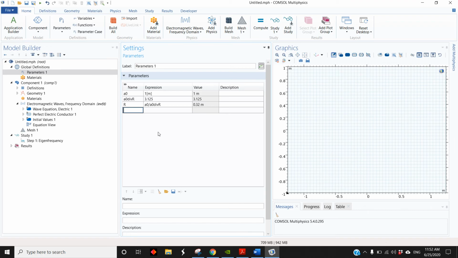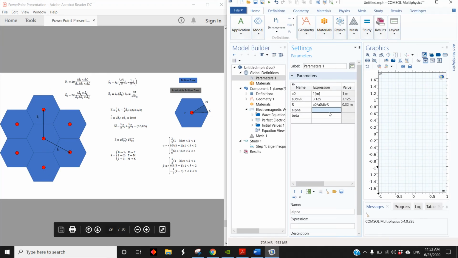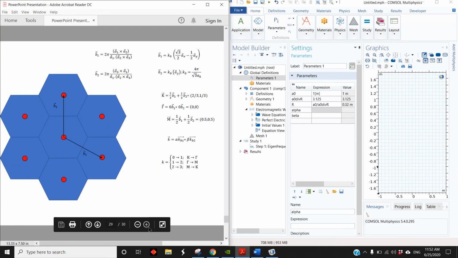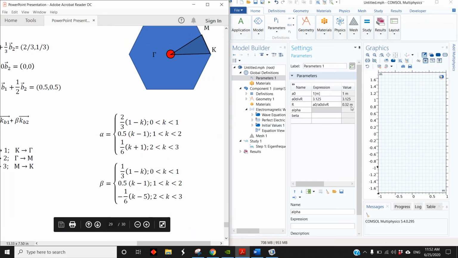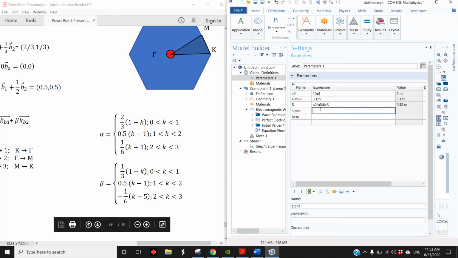Let's now write alpha and beta. So here, this is my alpha. It actually has 3 branches, so I should use this if condition, and when k is smaller than 1, I should have this relation 2 divided by 3 multiplied by 1 minus k.